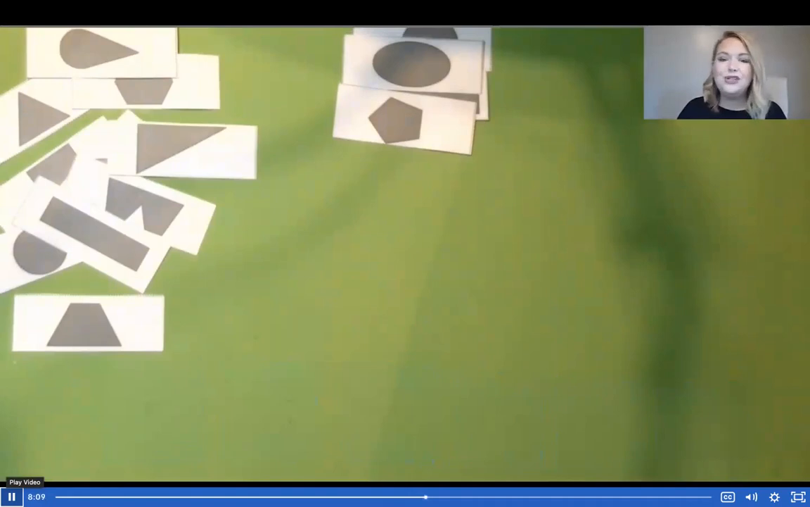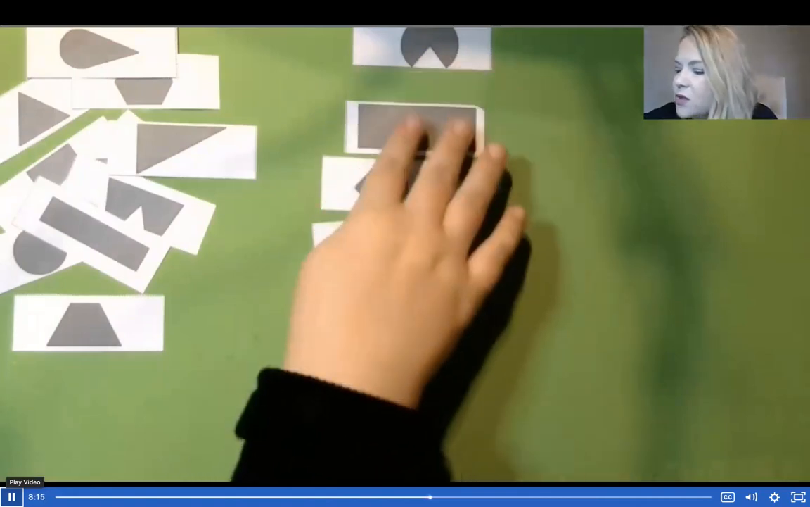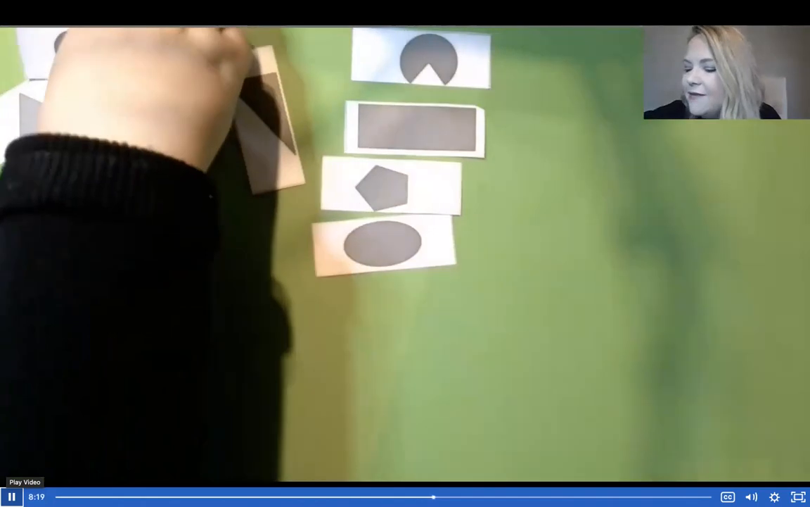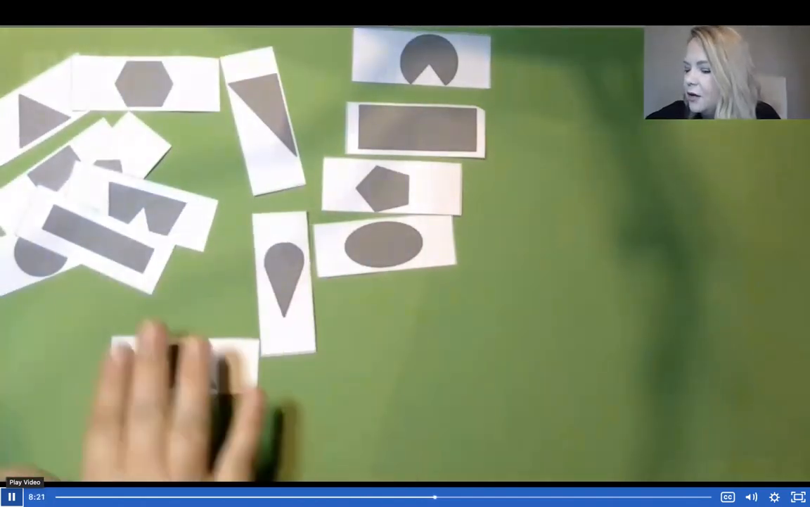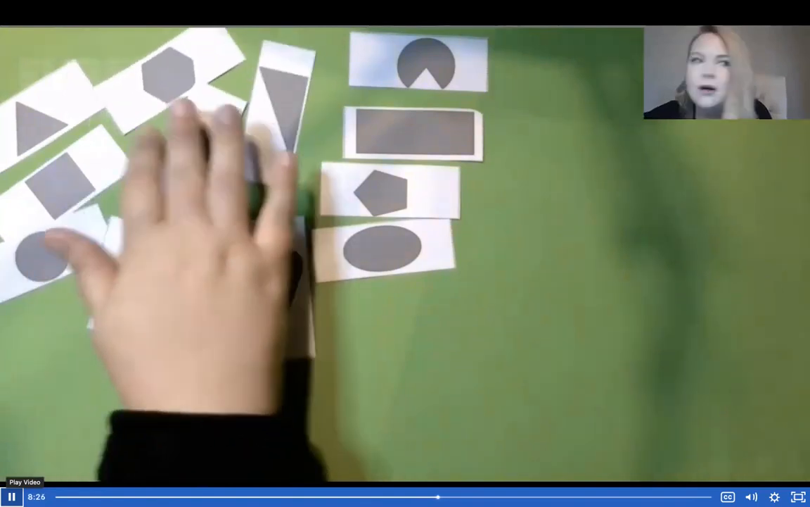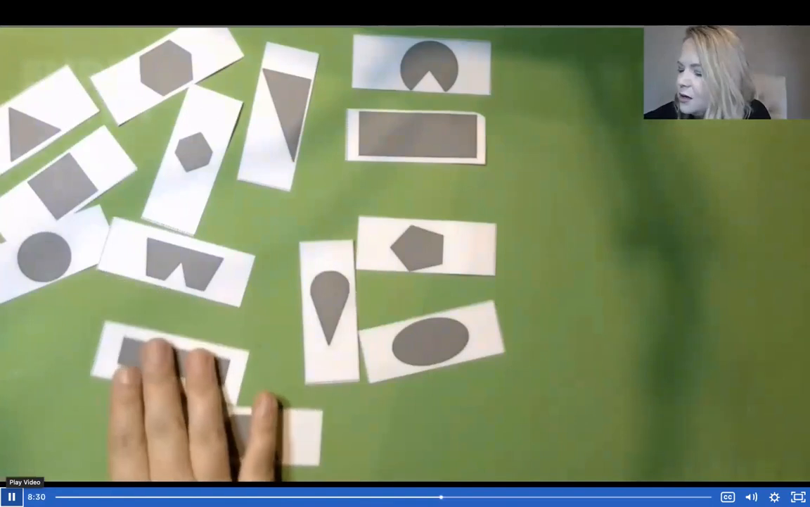Now I want you to arrange your shapes on your workspace, lay them all out so that none of them are overlapping. We really don't want any of them to be touching. So lay them out so none of the pieces of paper are touching. Move some down.